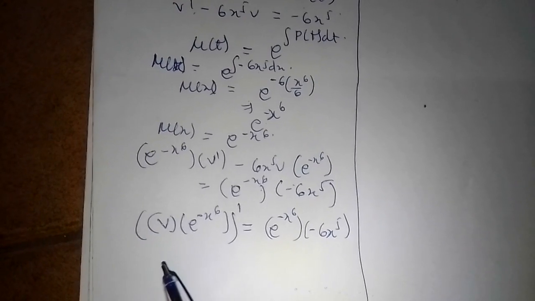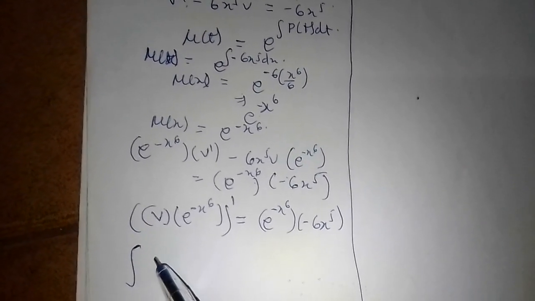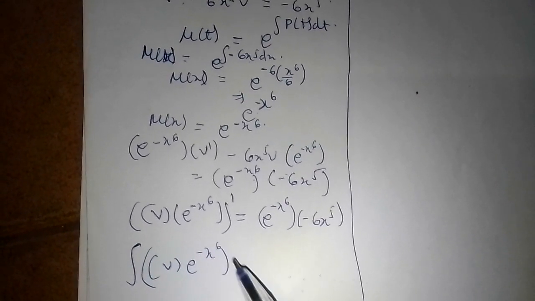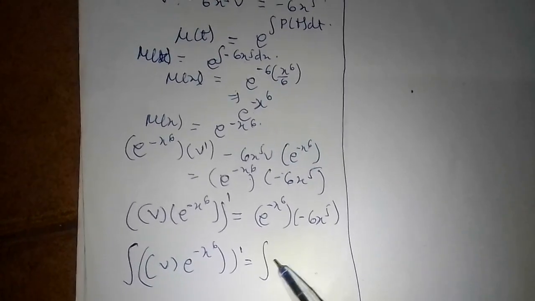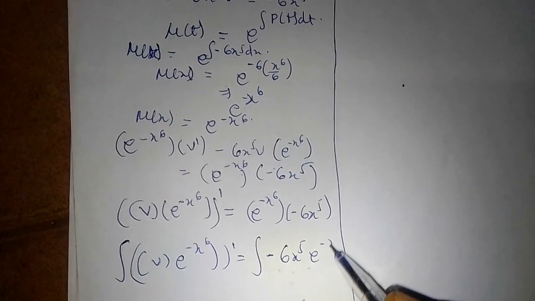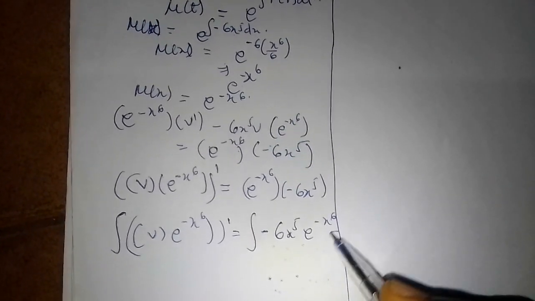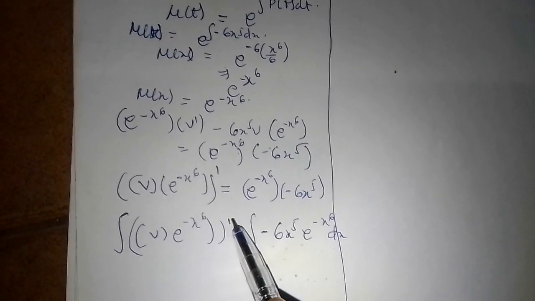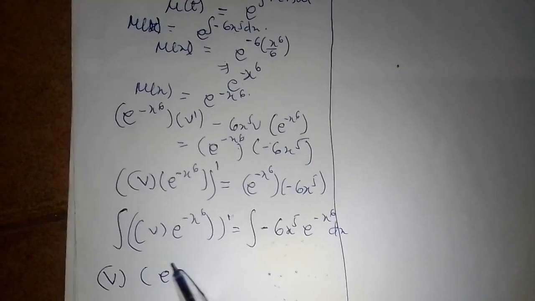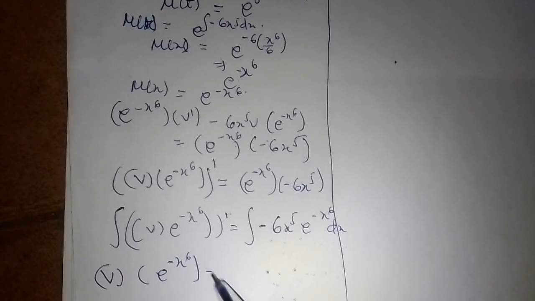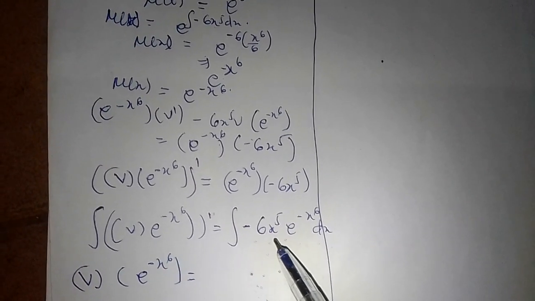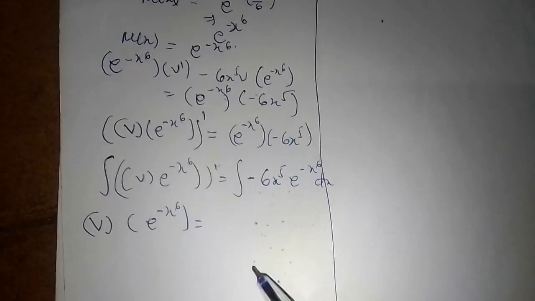Now my aim is to find v. So what do I do? I integrate both sides. So the integral of v multiplying e to the power negative x to the power 6, prime, and the integral of negative 6x to the power 5 e to the power negative x to the power 6 dx. When I integrate, the prime here will cancel the integral sign. So I'll be left with v multiplying e to the power negative x to the power 6 to be equal to... from here let's do this integration on a different side.